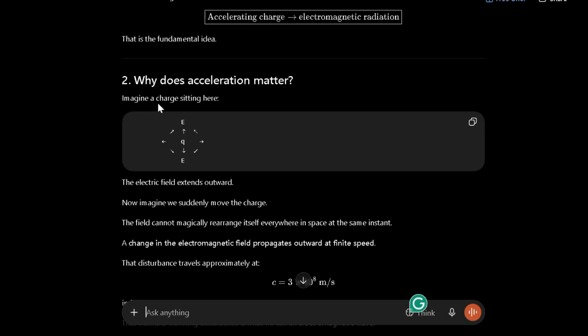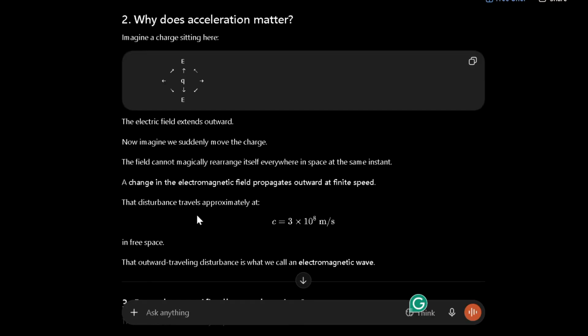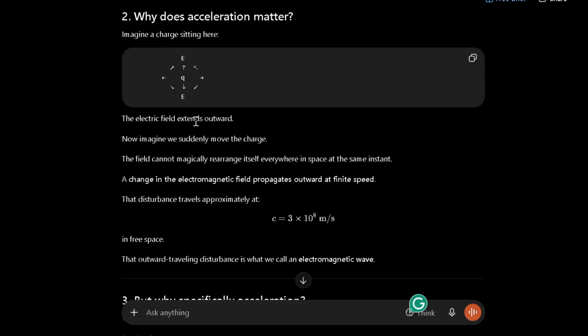Why does acceleration matter? So this is a charge, and the outward direction means positive. Now imagine we suddenly move the charge. The field cannot magically rearrange itself in space. A change in the electromagnetic field propagates outward, a disturbance traveling at approximately the speed of light. This is an electromagnetic wave. The charge is moving, and due to the disturbance, it creates an electromagnetic wave.